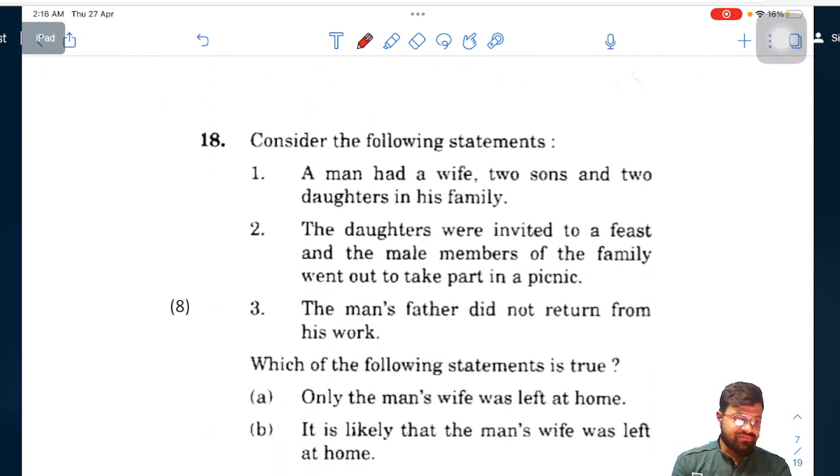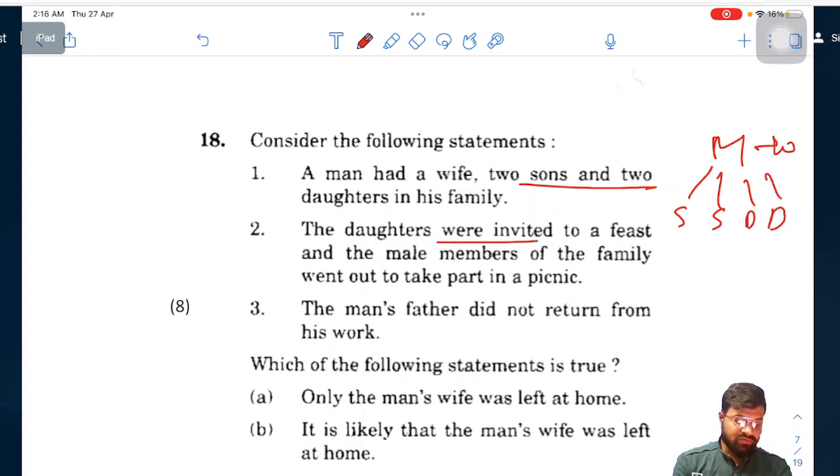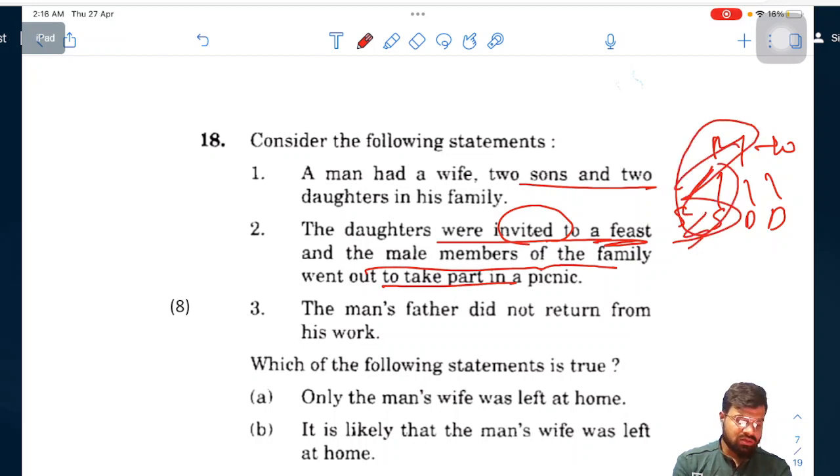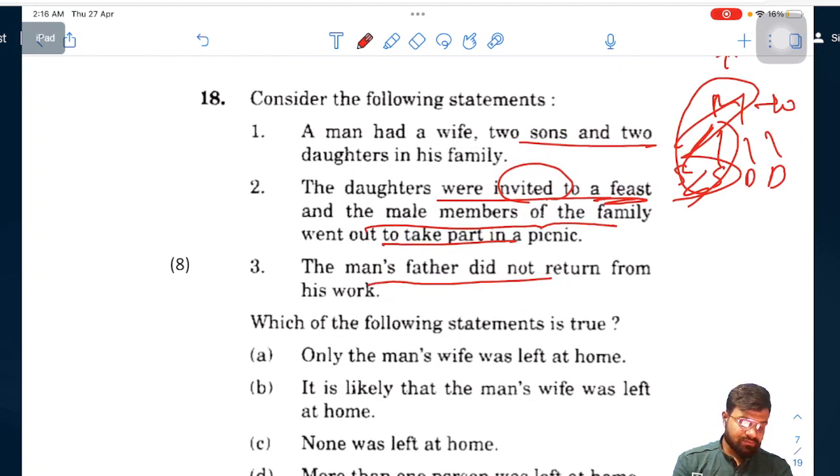A man had a wife, two sons, and two daughters in a family. So this is man, wife, two sons, two daughters. They were invited to a feast. The male members of the family went out. So these are the male members. So these have gone. Man's father did not return from his work. So he has not returned from his work. Only the man's wife was left at home.